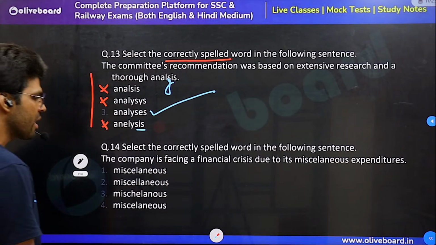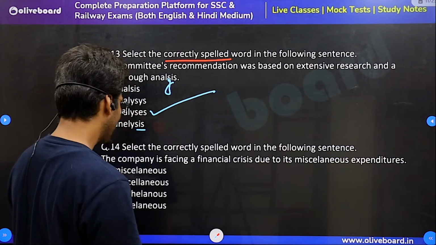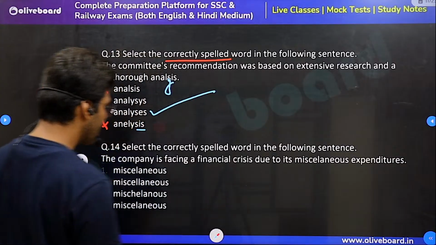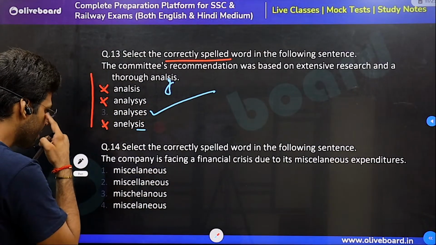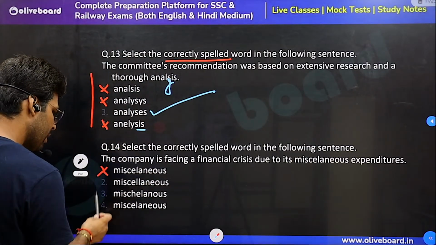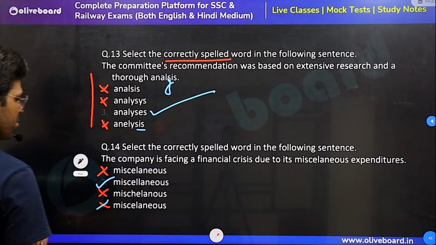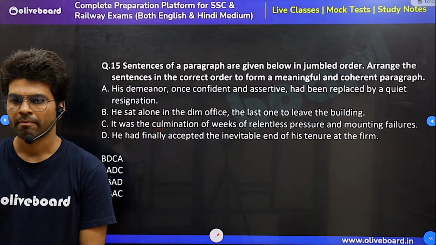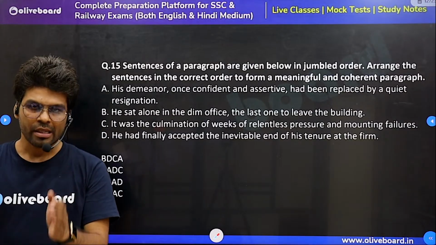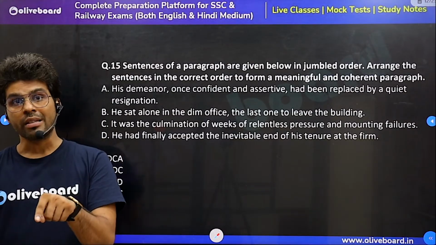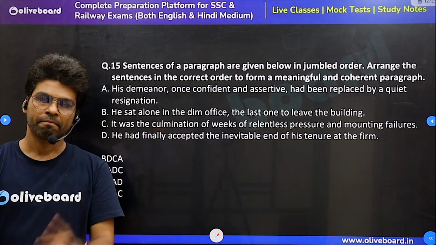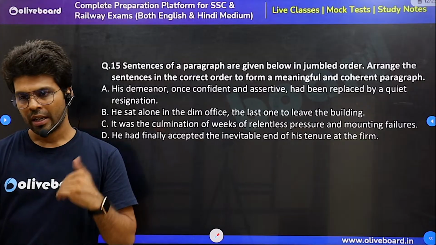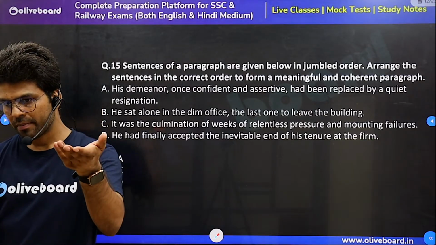The company is facing a financial crisis due to this and that. Miscellaneous, MISCE, double L. Just put the double L. Double L in just one option. Miscellaneous. Crisis, basis, thesis, parenthesis, hypothesis, analysis: OSS, SIS, singular; SES, plural.